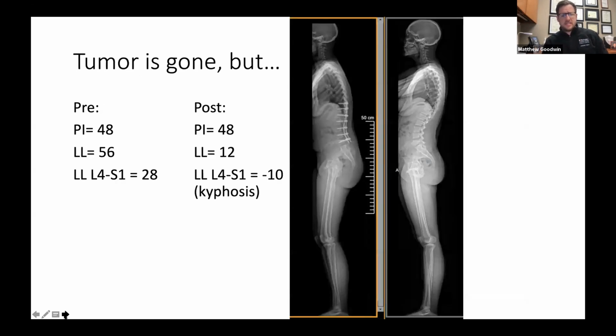She's young. So the tumor's gone, but here we are now post-op, and if you look at where I left her, it's not very good, right? So her PI is close to 50. She had a lumbar lordosis going into it at 55, with around 30 coming from L4 to S1. And afterwards, she has basically 12 from L1 to S1, and she's kyphotic L4 to S1. So I'm not happy with where she is.